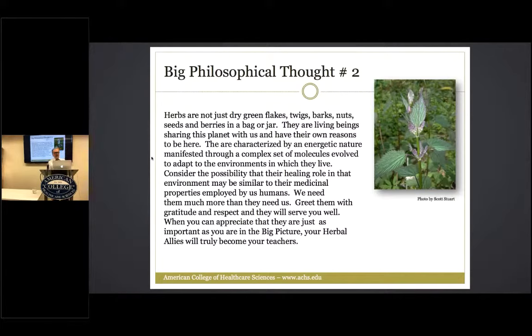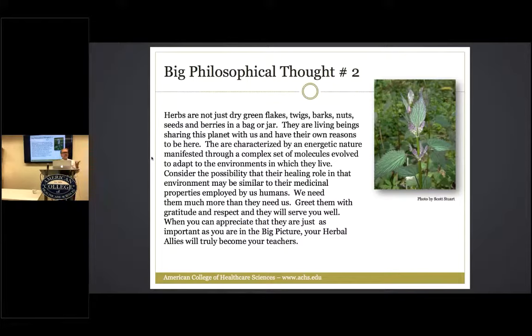Herbs are not just dry green flakes, twigs, barks, nuts, seeds, and berries in a bag or a jar. They are living beings sharing the planet with us and have their own reasons to be here. They are characterized by an energetic nature manifested through a complex set of molecules evolved to adapt to the environment in which they live.